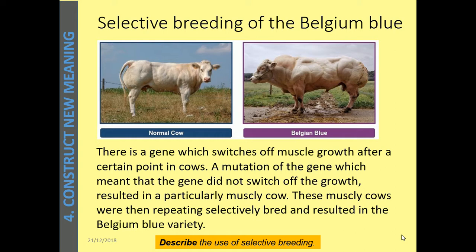So that's another kind of bizarre example of where you would use selective breeding to get lots more muscle. And the man on the programme actually ate the meat, and it wasn't very tasty at all. It was so lean, it had no flavour to it.